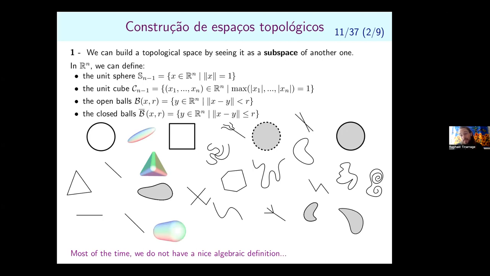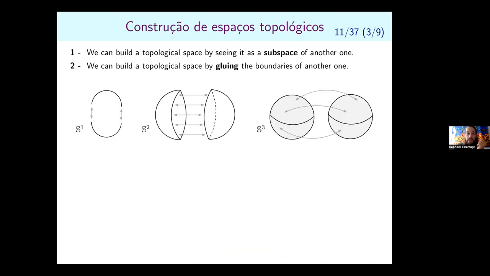And they do not admit a nice algebraic description like those, right? So that will be a problem for us. A topology will help us to study spaces that are not even nicely definable like this. So first possibility: as a subspace of the Euclidean space.